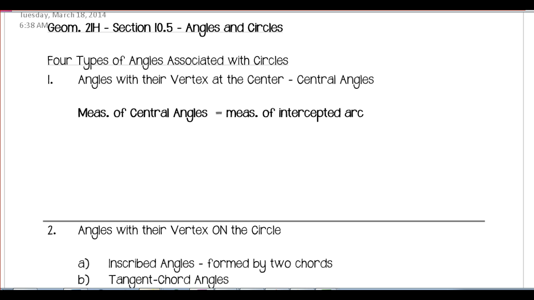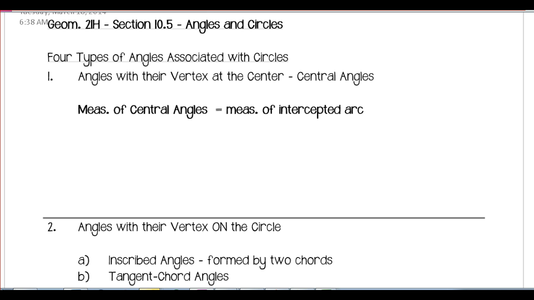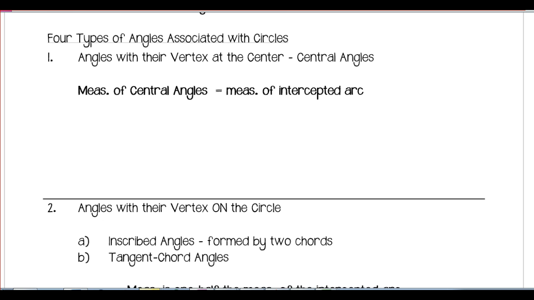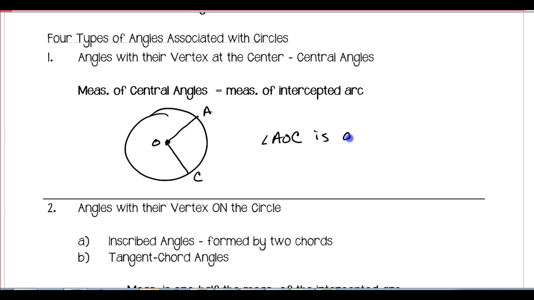We've got four types of angles that we can associate with circles. The first one we know already, angles with their vertex at the center. We call these central angles. So here's my circle, here's my center. Its vertex is at the center of the circle, so we could call this AOC. So angle AOC is a central angle. And we know that the measure of the central angle is equal to the measure of the arc. So the measure of angle AOC is equal to the measure of arc AC. They're equal to each other. So if we know one, we know the other. This one we know. So moving on to the next one.